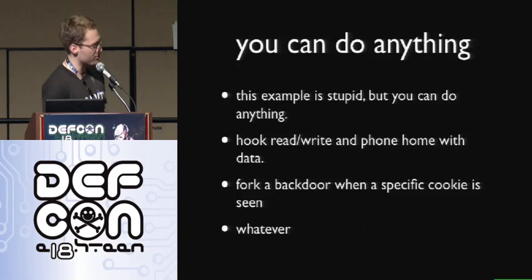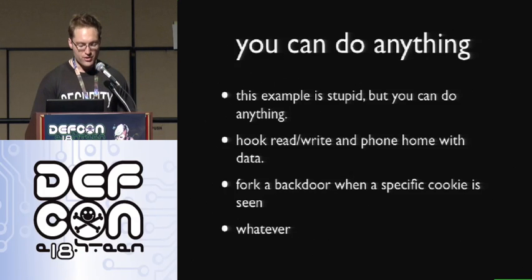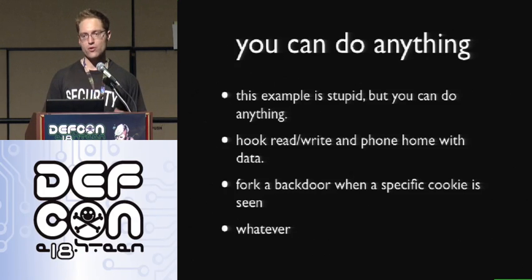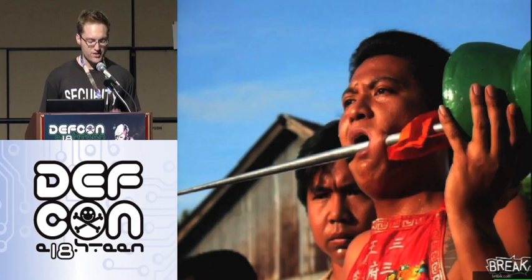Anyway, this example is stupid, but the whole point is just a proof of concept. You can do anything, right? You could hook read and write and just phone home with all the data coming in or leaving the application. You can fork a backdoor when you see a specific cookie. You can do whatever you want. But the shitty thing is that we have to social engineer, and that's kind of a problem.